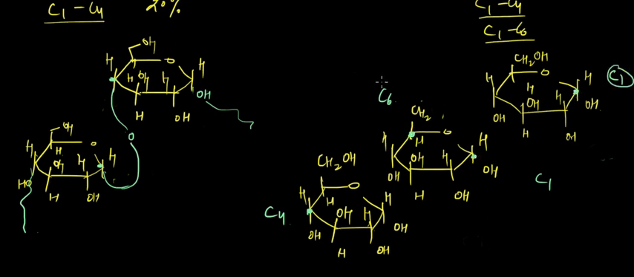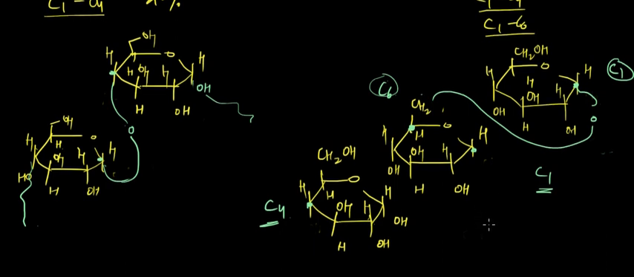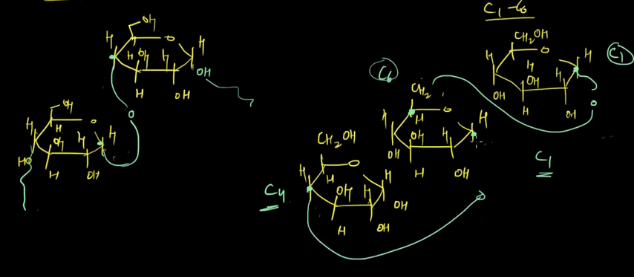So first we will have the C1-C6 linkage here, then we have the C1-C4 linkage. Let me draw it. We'll have C1-C4 here. So this is the structure of amylopectin. Obviously they would have alternating C1-C4 and C1-C6 linkages as we go on.